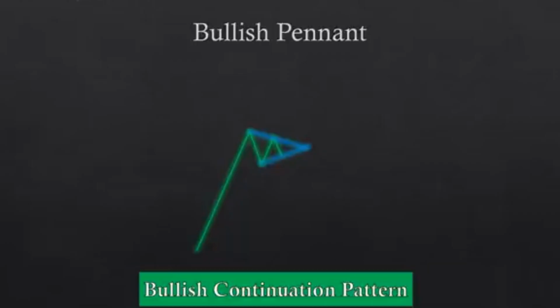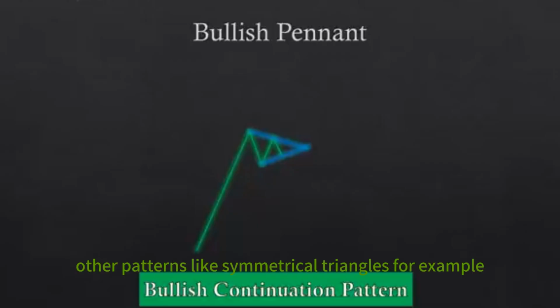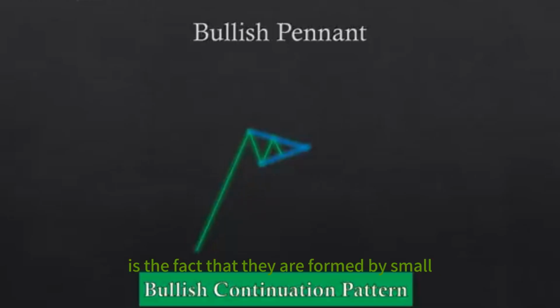Another characteristic of pennants, which differentiates them from other patterns like symmetrical triangles for example, is the fact that they are formed by small price movements in the middle of a powerful trend. Once again, the only difference between bullish and bearish pennants is the direction of price before and after the pattern.